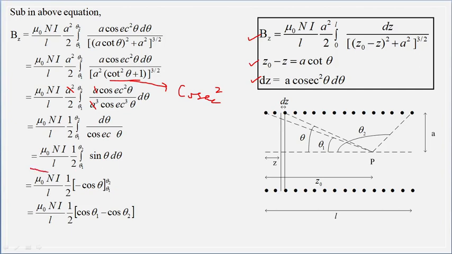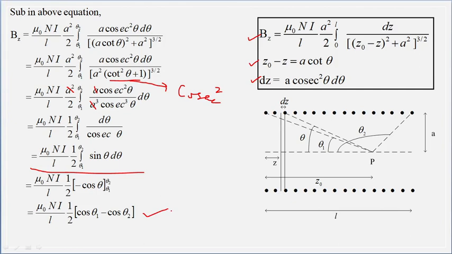And now it is very simple to integrate this. Integral of sin theta is minus cos theta. Lower limit is theta 1, upper limit is theta 2. Substitute the upper limit minus substitute the lower limit, but the minus sign is there. So here I have minus of cos theta 2 minus cos theta 1, that is cos theta 1 minus cos theta 2. So this is the magnetic field at any point inside. The magnetic field is this: mu naught N i by L, half, cos theta 1 minus cos theta 2.